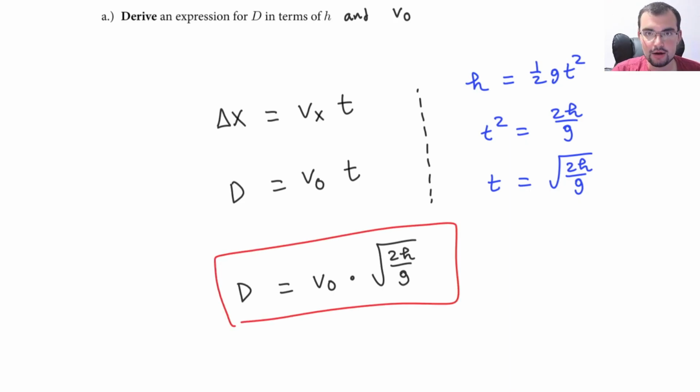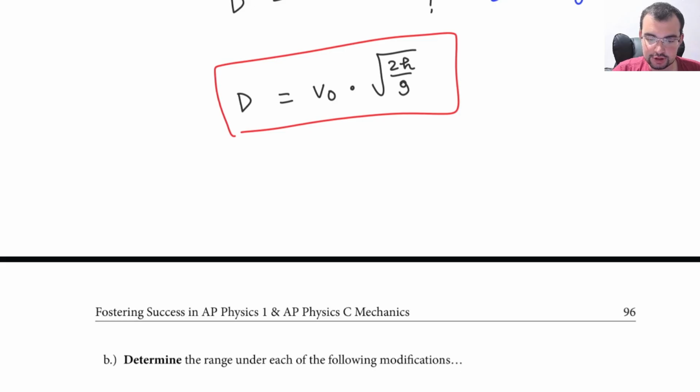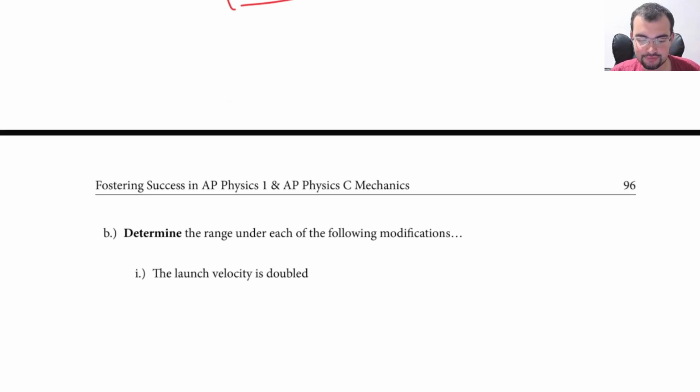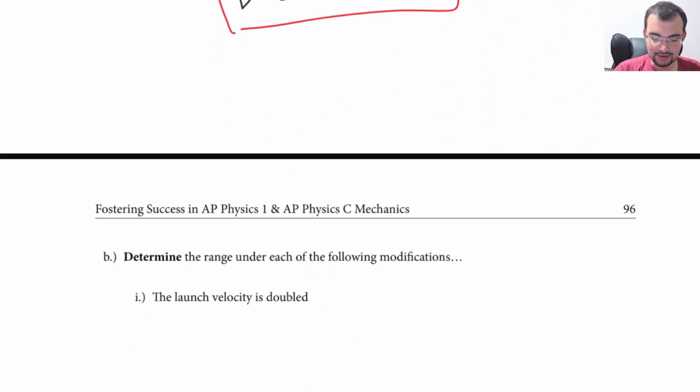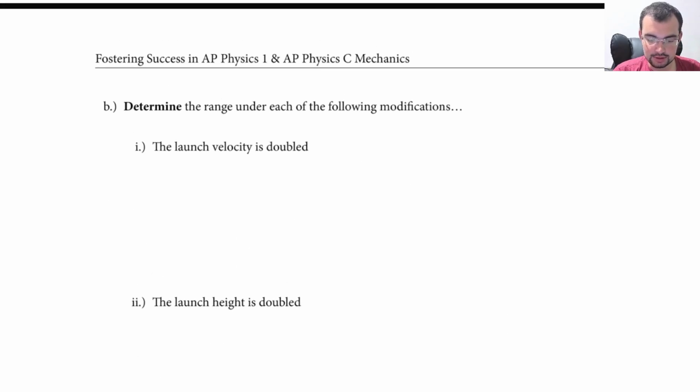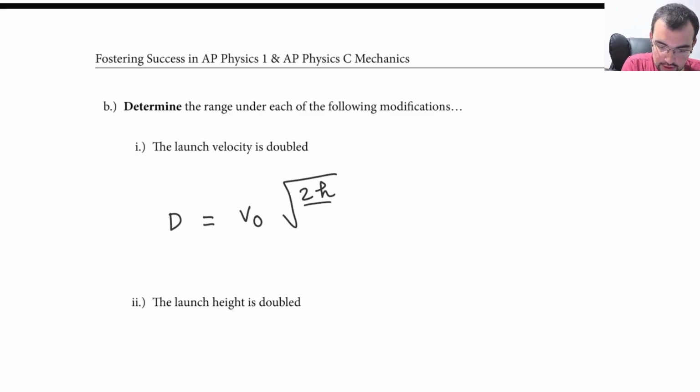And now we get our first exposure to these sort of ratio proportion questions. So the range is currently d, and we want to find the range under these conditions. So first we're going to double the launch velocity, then we're going to double the launch height. So our expression is d equals v0 times square root of 2h over g.